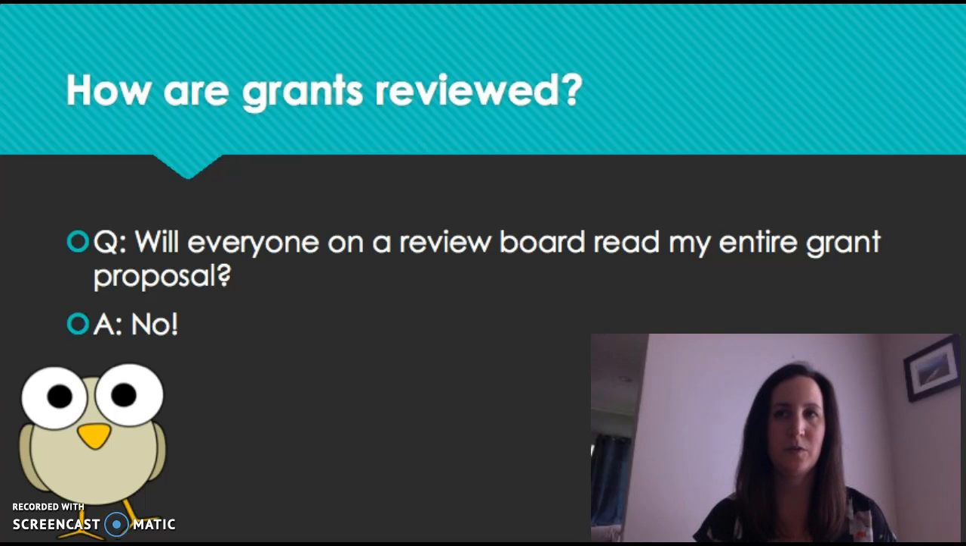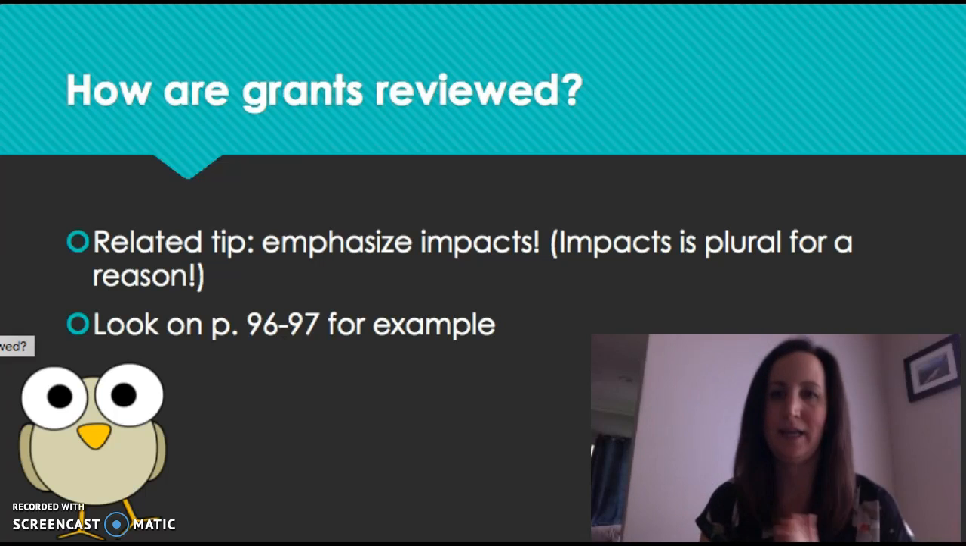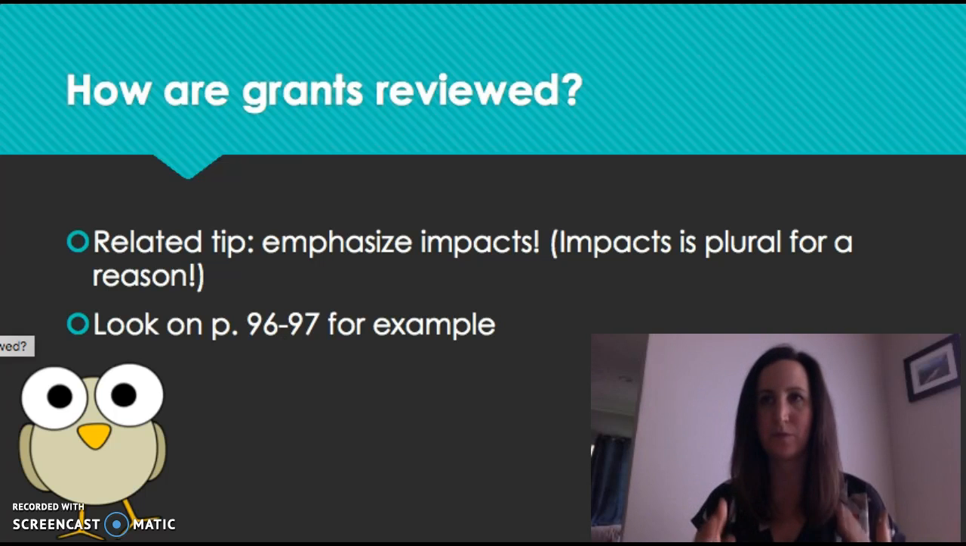You want your funder to realize the impactfulness of your project, the credibility of your organization, and or the urgency of the problem that you address, all within the first page. So I have some related tips for you. Emphasize impacts, and impacts is plural here for a reason.